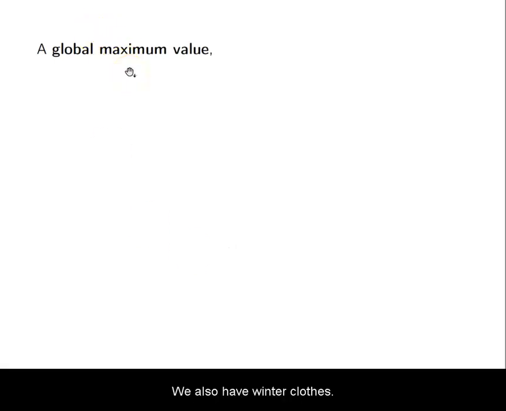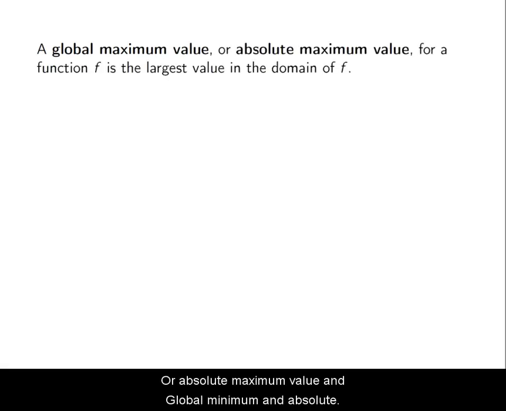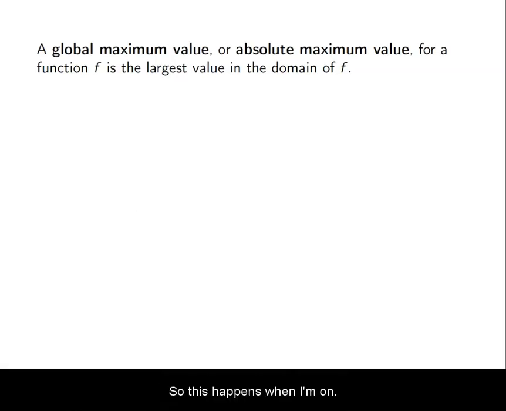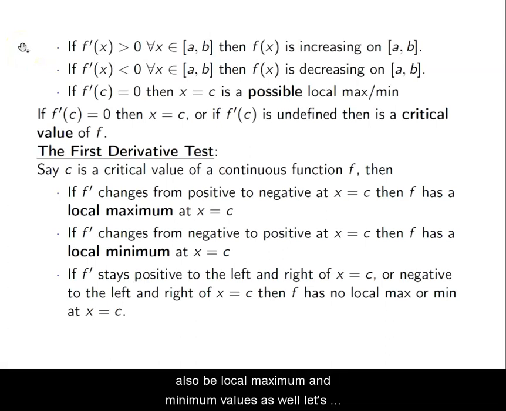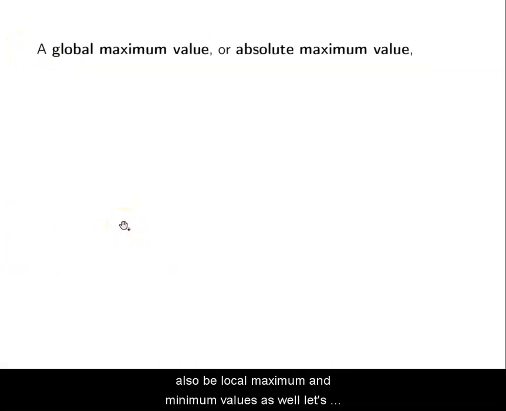We also have what are called global maximum values, or absolute maximum values, and global minimums and absolute minimums. This happens when I'm on a closed interval, meaning that my function doesn't exist everywhere. It has a smallest input and a largest input. That means somewhere along the way, there is a smallest value and a largest value. And there can also be local maximum and minimum values as well.